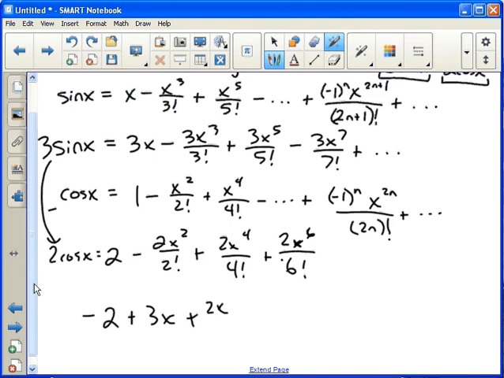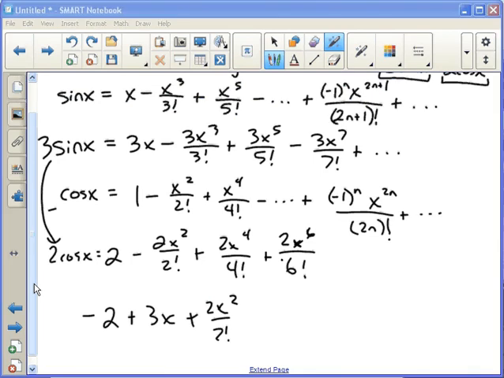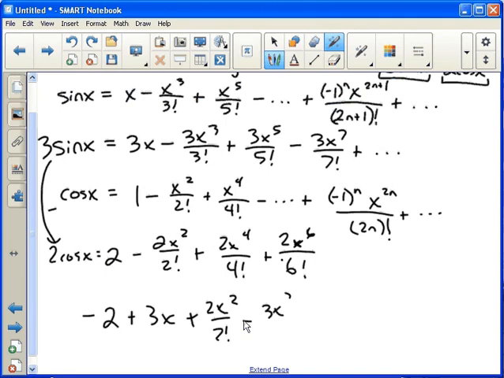And then negative 3x cubed over 3 factorial minus 0. And then 0 minus 2x to the 4th over 4 factorial, and so on. So with those, I wouldn't worry too much about the general term, just because you really end up with 2, and then it's not so general.